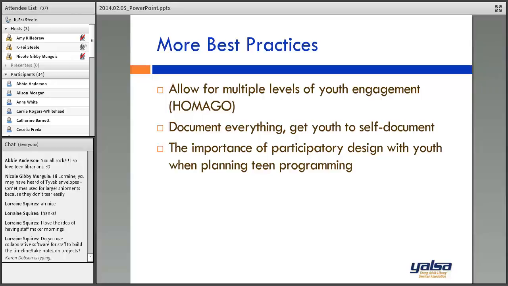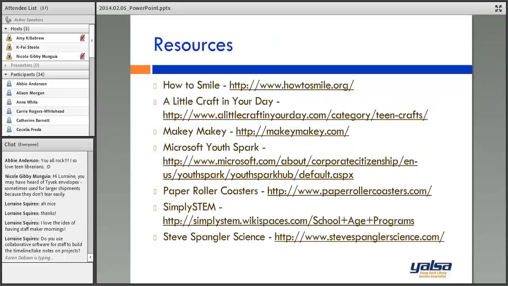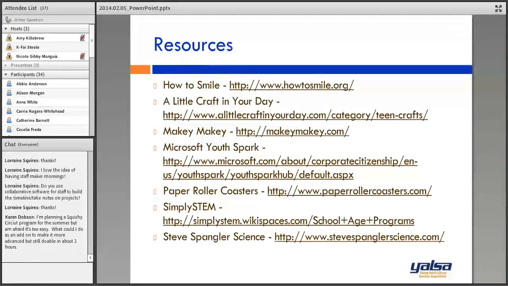I'm seeing Lorraine's question. Do you use collaborative software for staff to build the timeline and to take notes on projects? We use Google Drive, and we have weekly meetings with our maker mentor staff. That's about an hour and a half long meeting on Wednesday mornings. But we keep track of everything on Google Docs, and I try to have as much personal contact with the maker staff as possible.